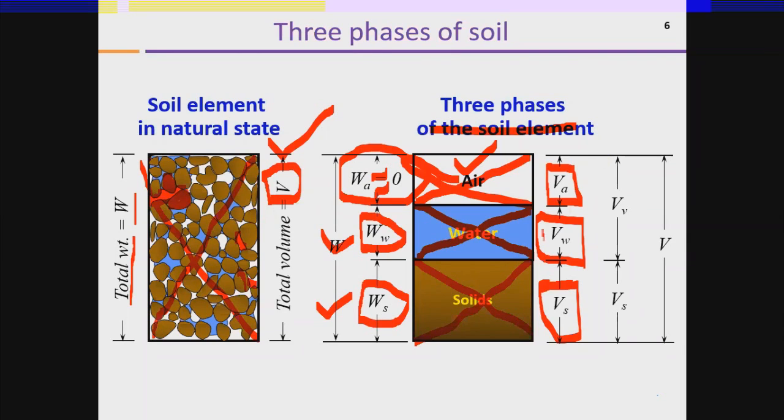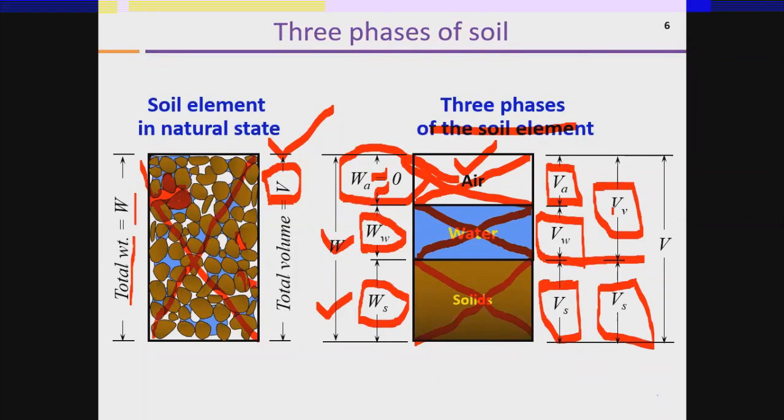Now this volume will be further divided into two portions. Vs is in its original location, Vs, which is known as the volume of soil solids, but this Vw and Va will be combined into this Vv, which will be known as the volume of voids. So this is the description of a three-phase soil system.